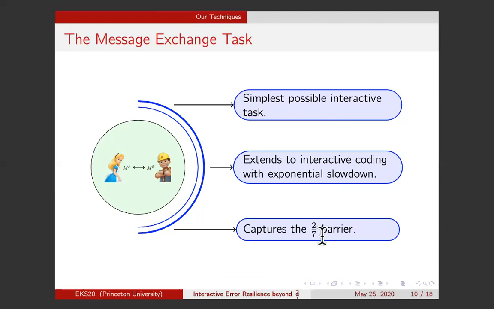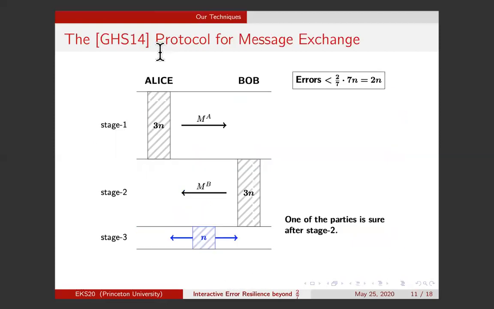Okay, so now let's describe how we improve the error resilience for the message exchange task. But before that, let us first understand how the GHS14 protocol got error resilience 2/7 for the message exchange task. In GHS14, there is the following protocol for message exchange. This protocol has 7n rounds, which means that the adversary can corrupt 2/7 times 7n, or less than 2n, messages in total. In each of these 7n rounds, one of the parties is speaking and sending their input, and the other party is listening for this input.